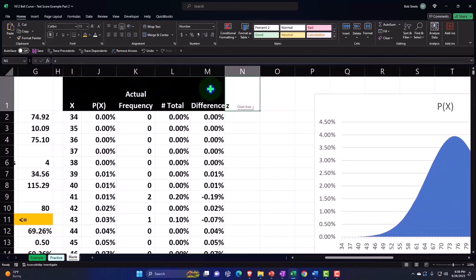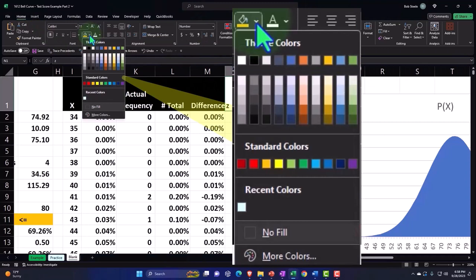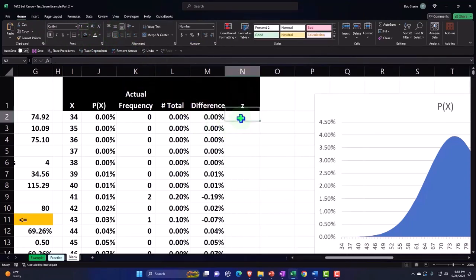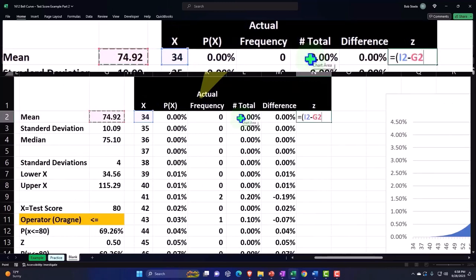I'm going to say this is my Z column, home tab, font group, bold, black, white, center. And then I'm going to calculate the Z for everything here. So the Z, you'll recall, equals brackets. I'm not going to do a spill array function. I'm just going to do the good old normal format. This X minus the mean, F4.